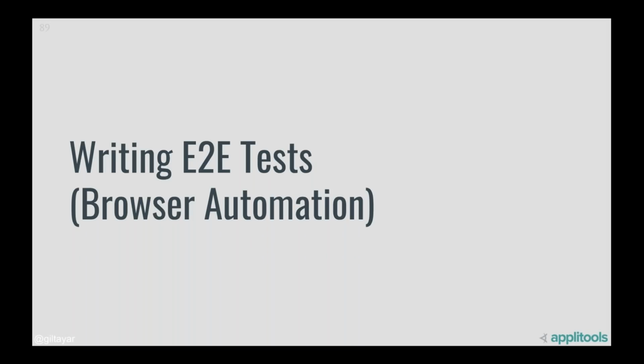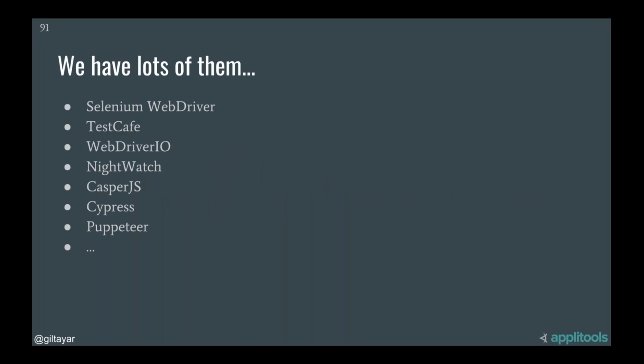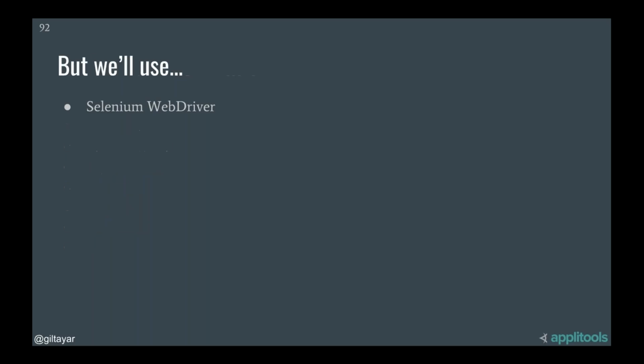What about end-to-end tests? Last but not least, the tip of the iceberg is end-to-end tests. We need a browser automation framework, and we have lots of them. Selenium WebDriver, WebDriver.io, Cypress, Puppeteer, TestCafe. The list goes on and on and on. JavaScript has the most browser automation frameworks of all the languages. We'll be using Selenium WebDriver. Most of you, if you know a browser automation framework, are probably using Selenium WebDriver. My personal preference today is Cypress, and I'm building a course in Test Automation University on that.